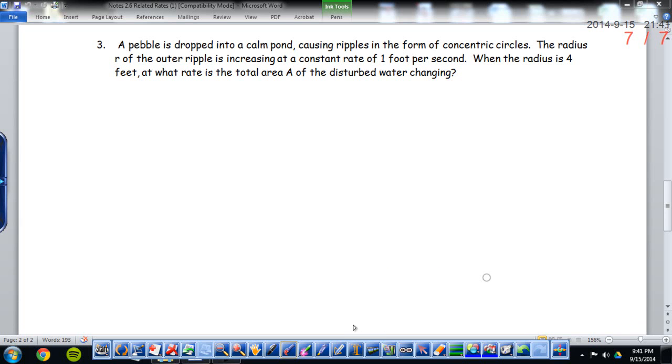A pebble is dropped into a calm pond, causing ripples in the form of concentric circles. The radius r of the outer ripple is increasing at a constant rate of 1 foot per second. When the radius is 4 feet, at what rate is the total area A of the disturbed water changing? All right, I'd like for you to, on your own, write down everything that you know about this problem, to write down the rates that are given to you and also the rate that you're looking for.